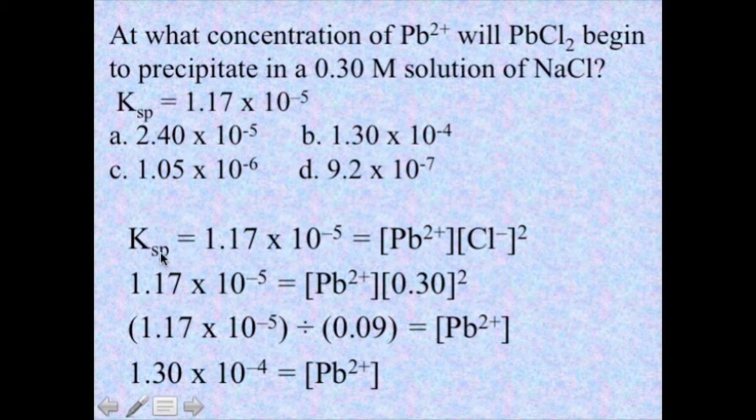Well, here's our setup. The solubility product is equal to 1.17 times 10 to the minus 5, and that equals the concentration of lead ion times the concentration of chloride ion squared. That's your basic mass action equation. We plug in 0.3 for the chloride ion, we solve for lead ion, and we get a lead ion concentration of 1.3 times 10 to the minus 4.